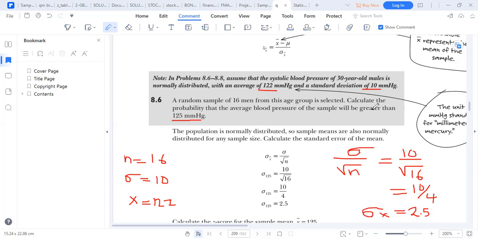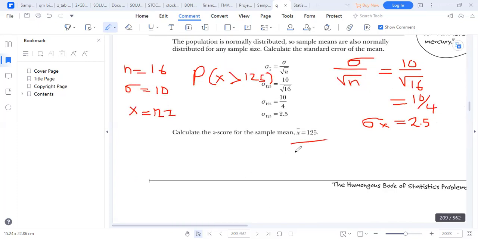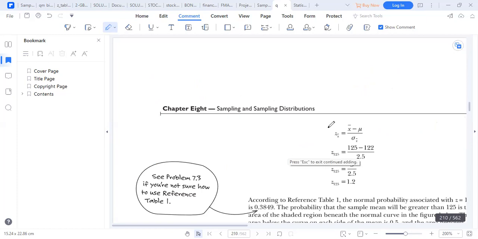Now we're being asked to find the probability that x bar is greater than 125. Using the z-score, our x bar is 125. I gave you the formula of the z-score, which is simply x bar minus mu over the standard error. So 125 minus 122 over 2.5, where 2.5 is our standard error. Then our z figure is 1.2.